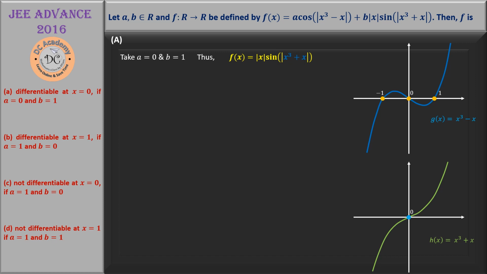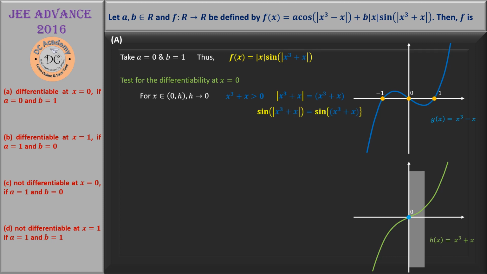So here we need to test the differentiability at x equal to 0, right? So that's why we consider a small neighborhood, that means the area close to 0. So we say that x belongs to (0, h), where h is very small, that is h tends to 0 but is positive. So in that case, we can define our function. Here we notice that x cube plus x is greater than 0. So that's why mod of x cube plus x will be x cube plus x as well. If I take the sine, it will be sine of x cube plus x. So the mod function is deleted now.